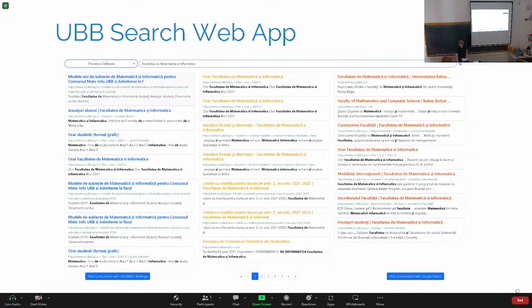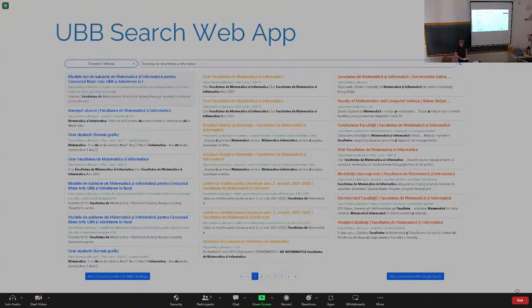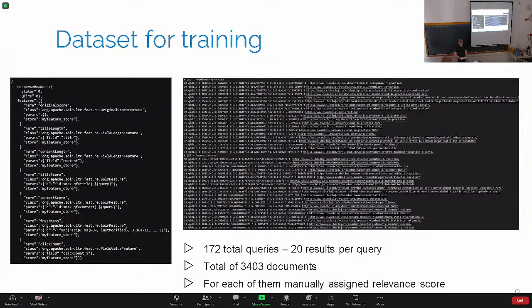Next, the dataset for training. In the picture on the left side is the JSON containing the features I have added to Solr used to train and re-rank a document. On the right side is a snapshot of the dataset. An entry or a line in the dataset consists of the relevance score, the ID of the query it was returned for, and the features mentioned above and their values. A total of 172 queries and the corresponding results, 20 for each query, are present in the dataset. This makes a total of 3,403 entries for the dataset.